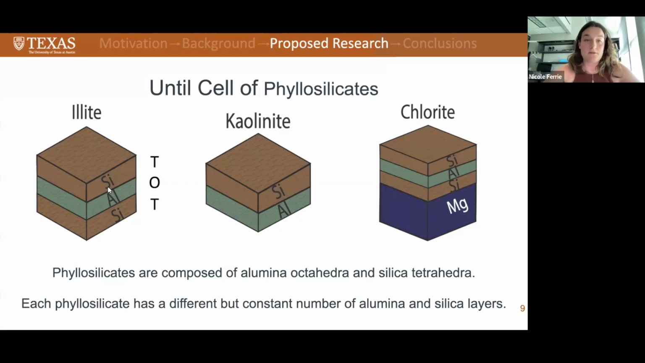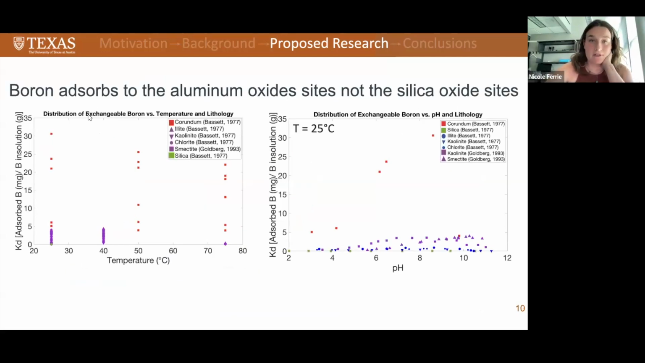So now what we want to do is look at how boron adsorbs to silica tetrahedra versus aluminum octahedra, basically separating the 2 basic components of these clays. And here I have 2 figures illustrating this. On the left-hand side, I have how KD, or the distribution coefficient, changes as a function of temperature. And then here I have how the distribution coefficient changes as a function of pH.